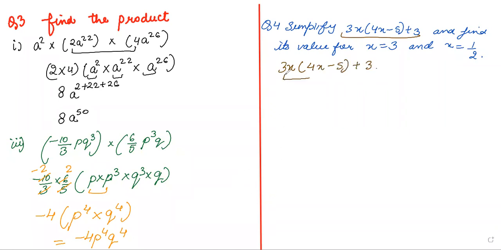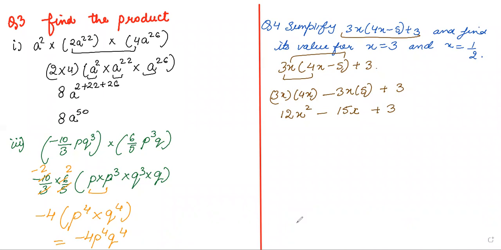Now first multiply 3x by 4x. Put the sign of minus as it is and then multiply 3x by 5. Put plus 3 as it is. Now 3 into 4 is 12. x into x is x square. Minus 3 into 5 is 15. x write as it is plus 3. Now 12x square, 15x and 3 are unlike terms, so we can't add or subtract these terms. Now find the value for x is equals to 3.